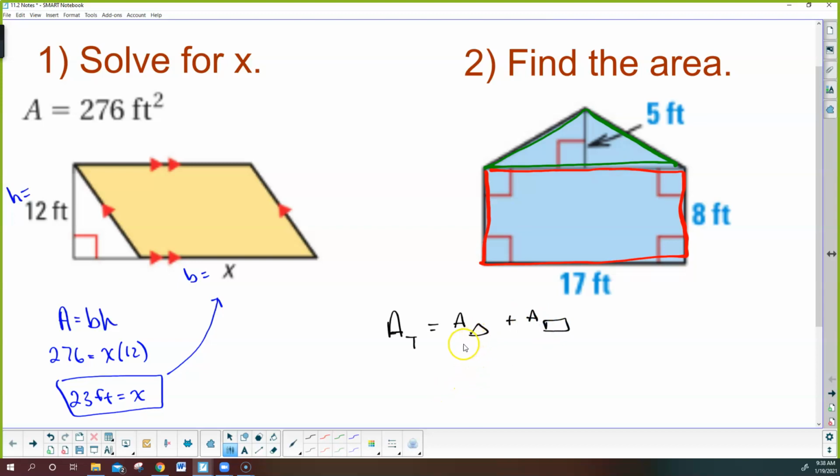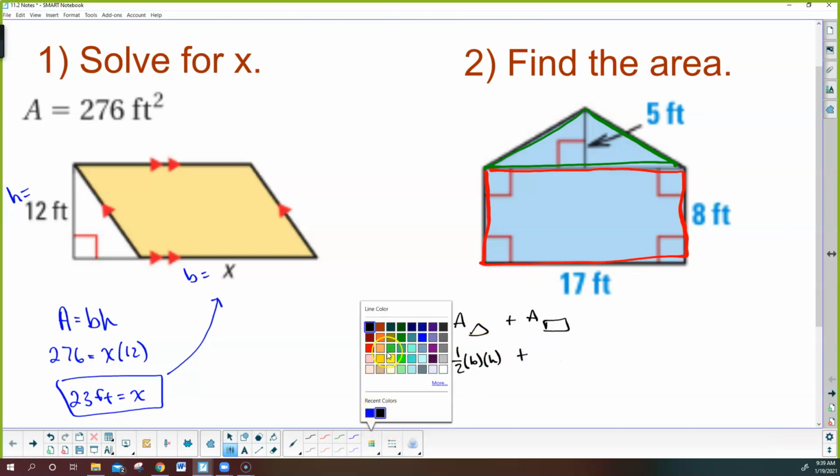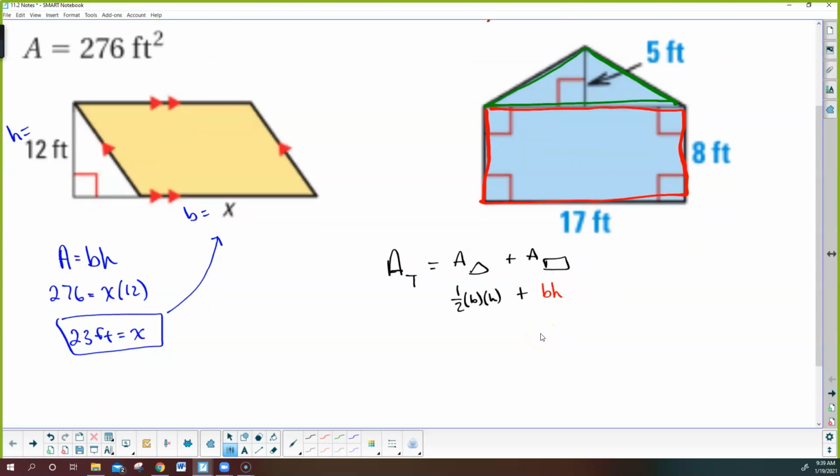And then all I need is 1/2 base times height for the triangle plus, I should have probably color coordinated this better, base times height for the rectangle. Right? Well, the rectangle is really quick. The base is 17. The height is considered 8. 17 times 8 is 136.